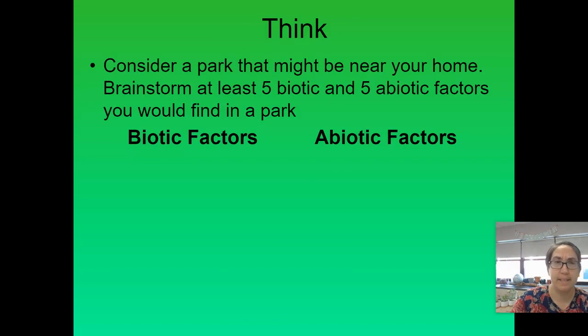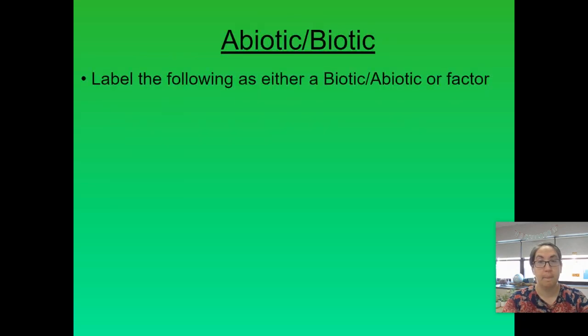All right, take a minute and consider a park that might be near your home. Brainstorm at least 5 biotic and 5 abiotic factors that you might find in that park. So take a minute and put that right in your notes. And another chance to practice. I want you to label each one of these as either abiotic or biotic.